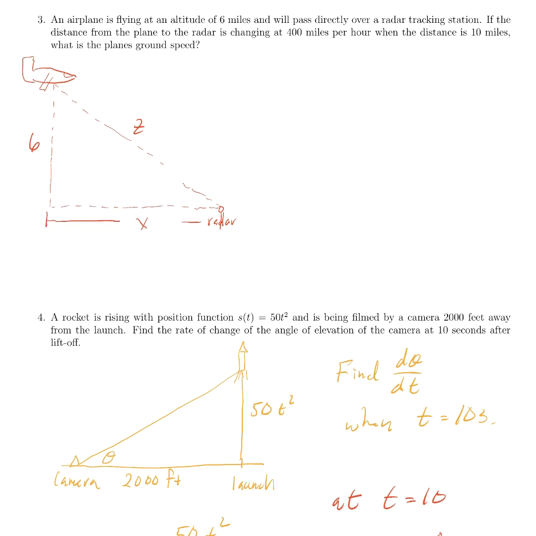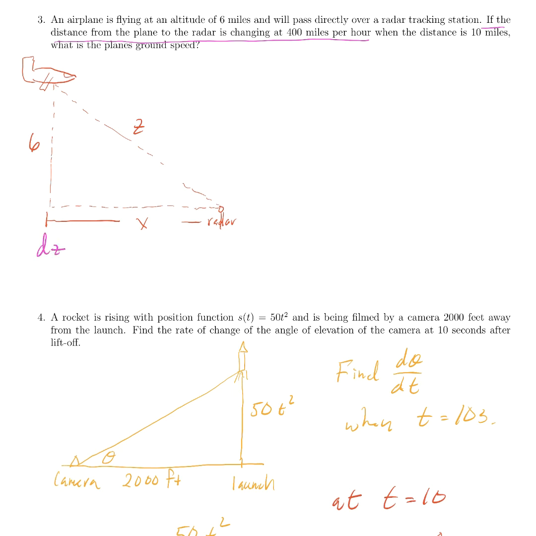Okay, here all I've done is drawn the picture. There's a plane, it's 6 miles high. There's the radar. I've labeled the distance from the plane to the radar along the ground as x, and then the actual distance from the plane to the radar as z. Okay, so now we got to get a hold of some of this information. So if the distance from the plane to the radar is changing at 400 miles per hour, that is the distance from the plane to the radar along the hypotenuse of this triangle. So that's the distance measured by z.